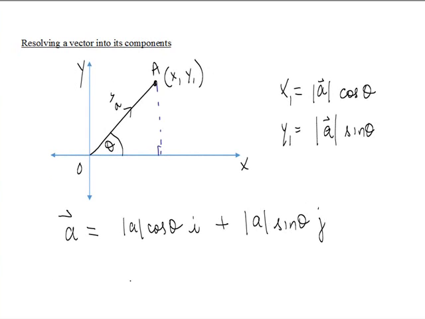This property is going to be very useful when we do something called directional derivatives. Okay, so you need to know how to do that. Any questions? This is it.